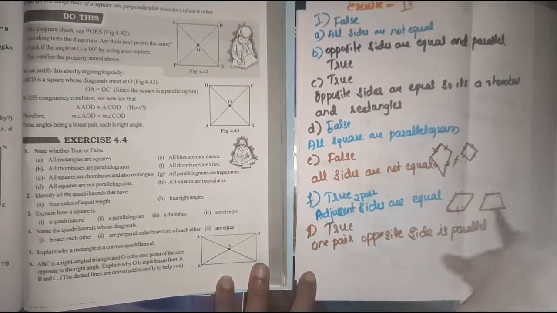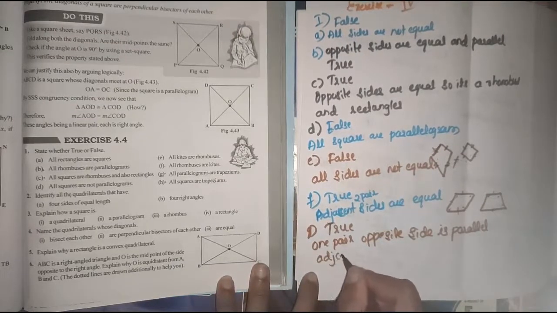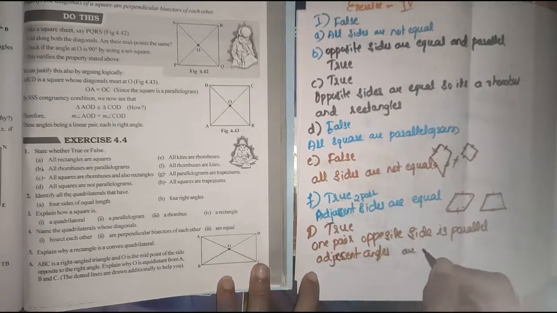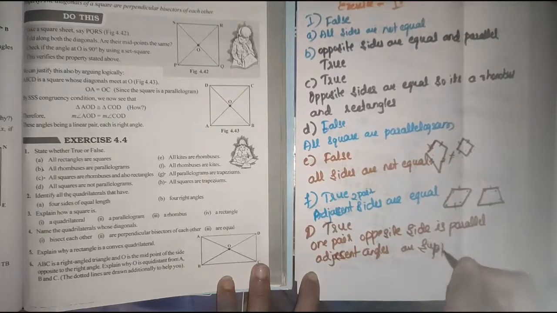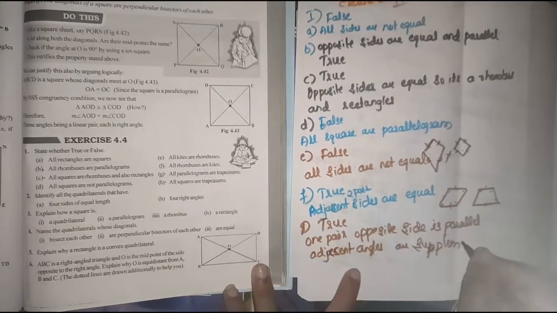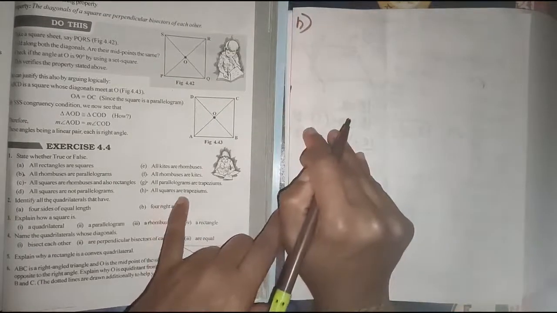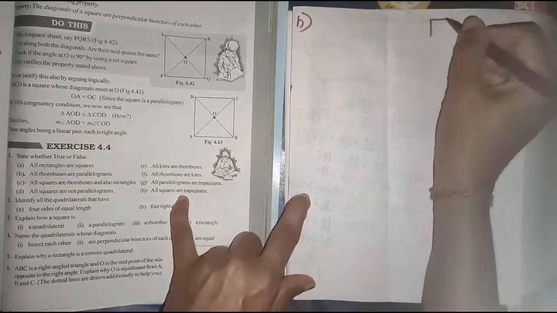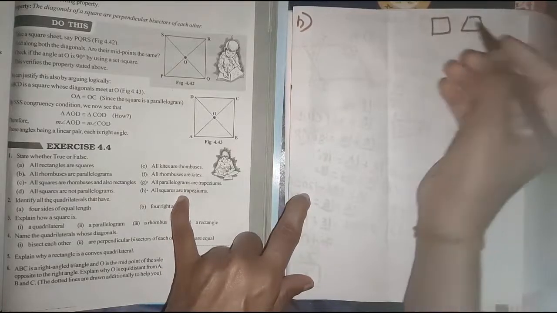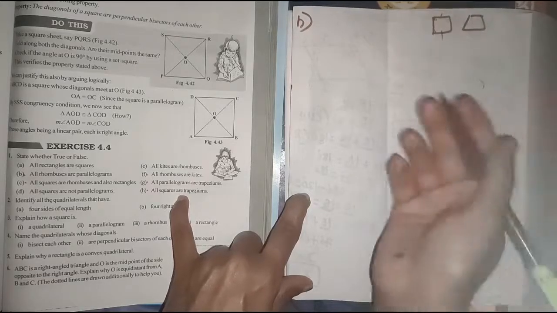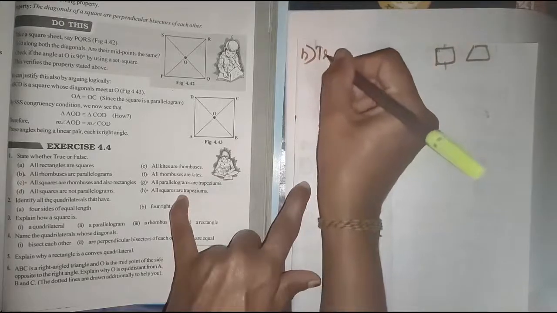And these adjacent angles are equal. Adjacent angles are supplementary. So here question number H: all squares are trapezium. Okay, so here square, this is a trapezium. Here also these adjacent angles are 180 and one pair of opposite sides are parallel. Yes, we can say this is true.